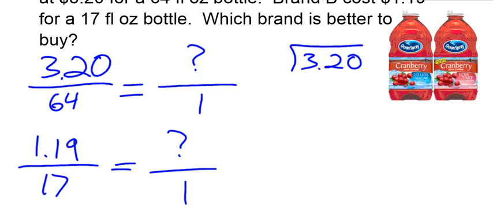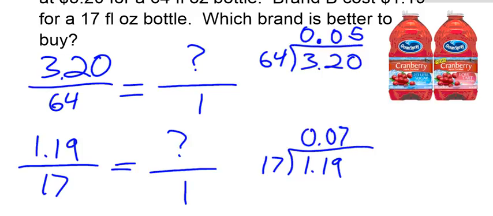So what is $3.20 divided by 64? And then of course, what is $1.19 divided by 17? Now, you could take time to solve that by hand. You have the skills, you have that ability, and you would come away with these two answers. Right? 5 cents compared to 7 cents.